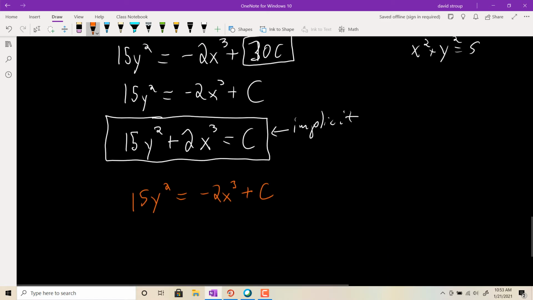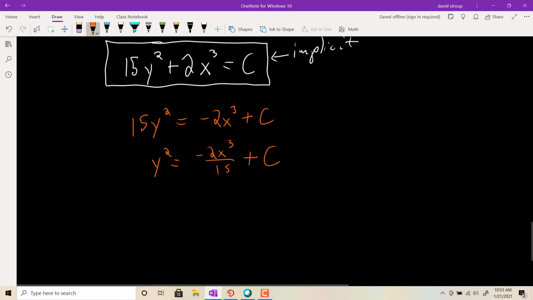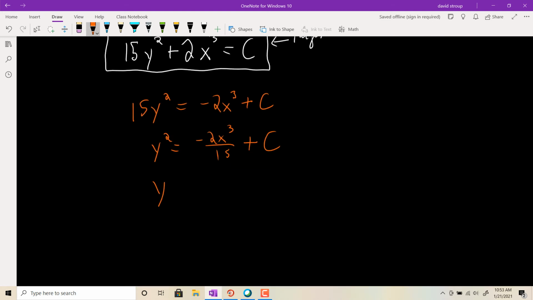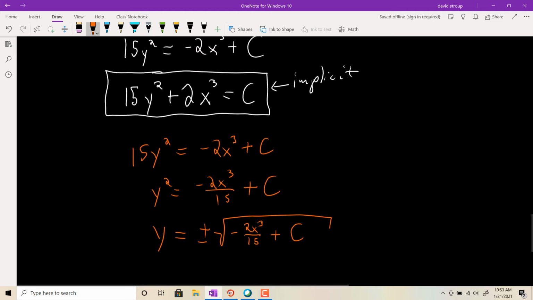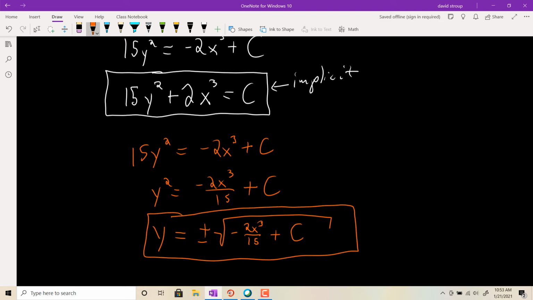and then divide everything by 15. C over 15 is just going to become C again. And then take the square root on both sides. You have to be careful to keep that C inside the square root, and there's a plus or minus involved. So that C is on the inside with a plus or minus. Okay. So I kind of avoid this kind of form, especially when I'm dealing with square roots.